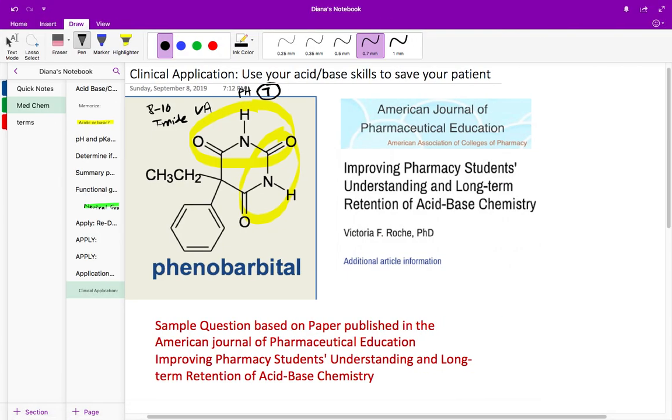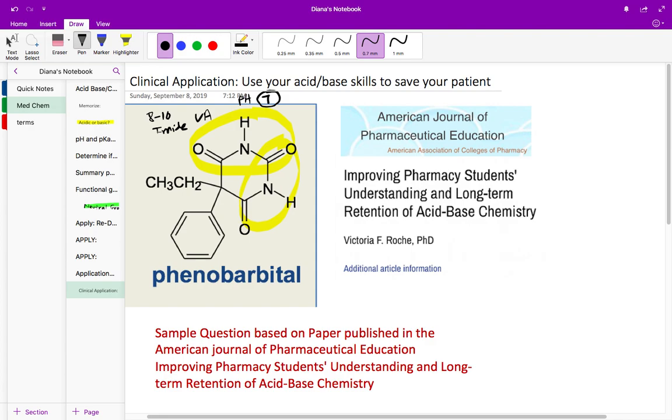So in this video, we're going to wrap up our application of acid-base chemistry by looking at this clinical scenario, and it's taken from the American Journal of Pharmaceutical Education and from this specific article about improving pharmacy students' understanding of acid-base chemistry. I'll post the link of the article. It's interesting to look through to help solidify your acid-base knowledge if you're looking for more sample problems that are more clinical or more real life type situations.